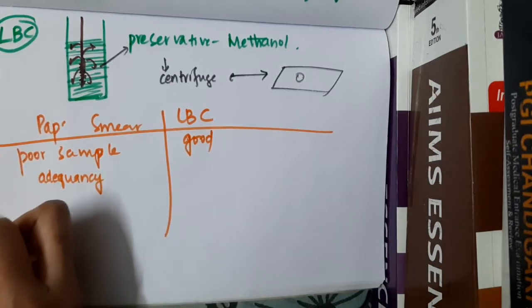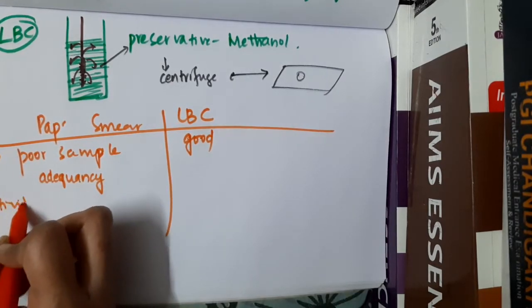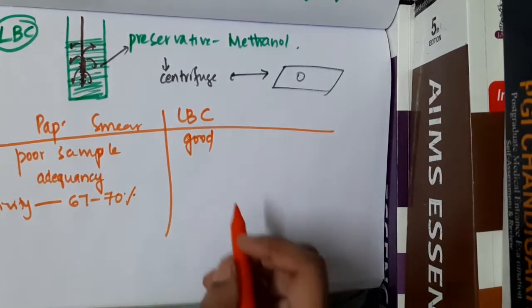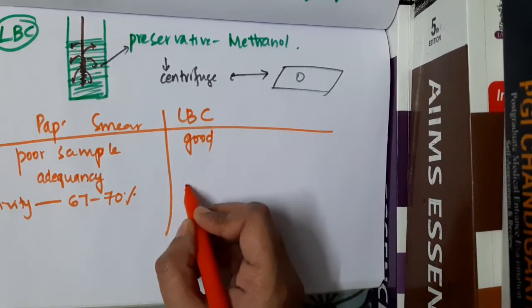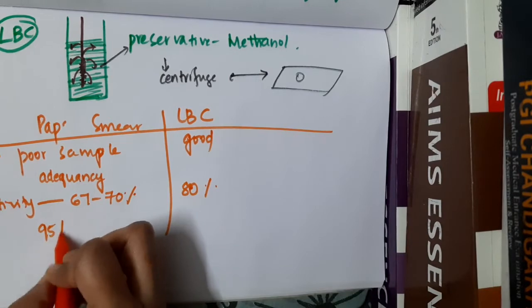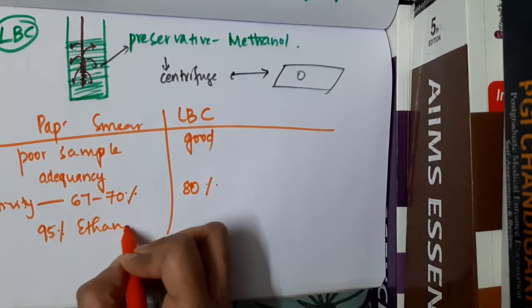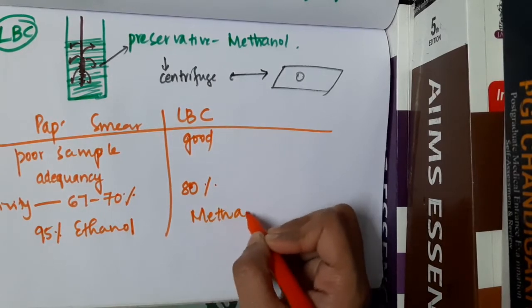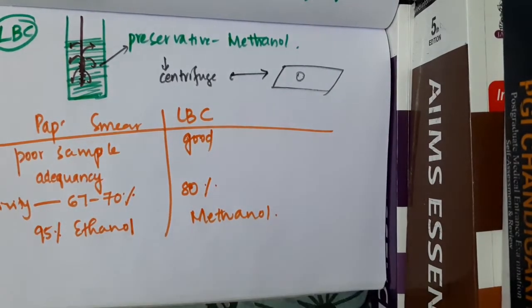And if you see sensitivity, the sensitivity of pap smear is 67% to 70%, and the sensitivity of liquid based cytology is 80%. The preservative used in pap smear is 95% ethanol, whereas the preservative used in liquid based cytology is methanol. Right.